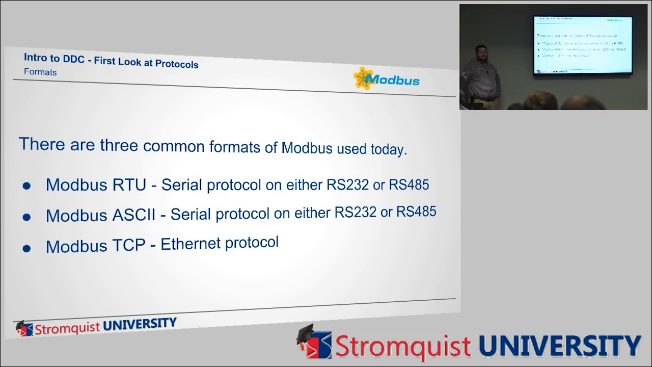Three common formats of Modbus just to be familiar with. Modbus RTU is the most common. That's the 2-wire bus. That's usually what all your sensors and meters and stuff are. There's a Modbus ASCII that's not as common. It's still a bus system. It's just a different dialect, for lack of a better term. And then Modbus TCP is Modbus over Ethernet. So you can route over the internet.